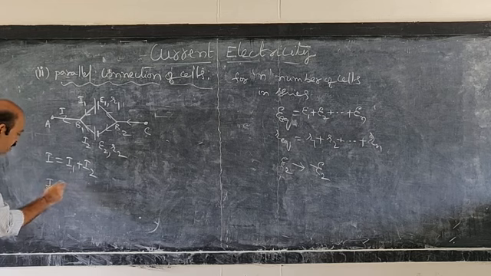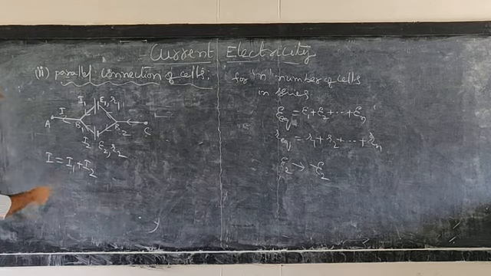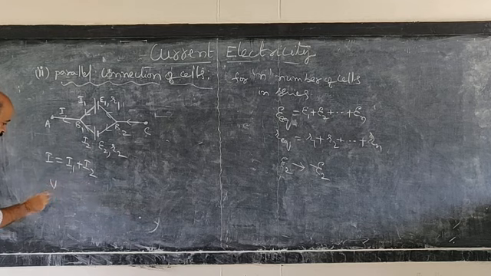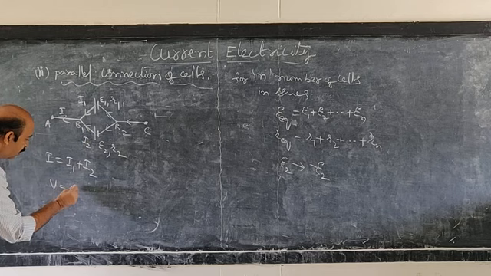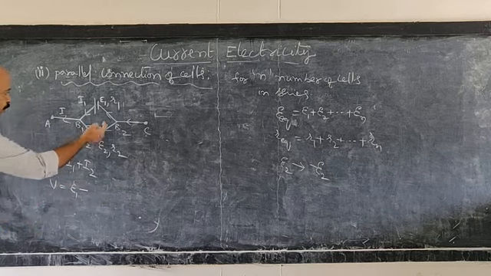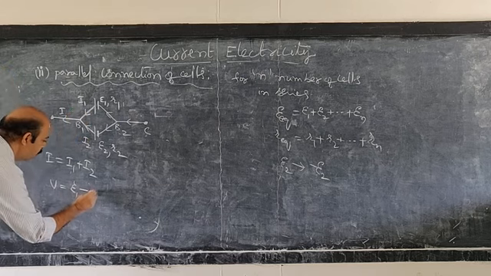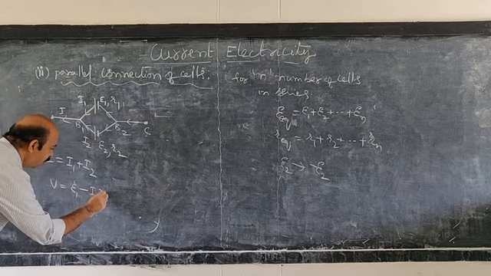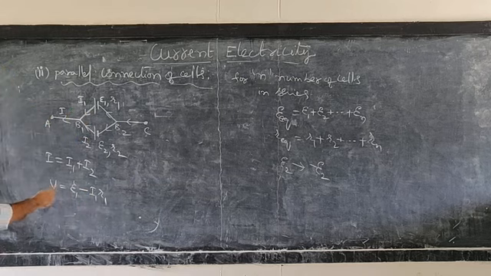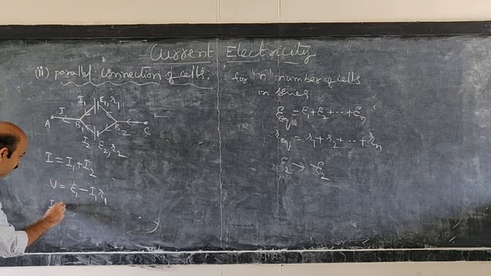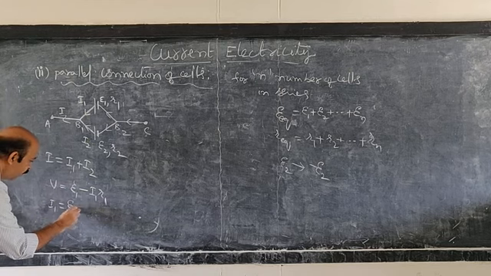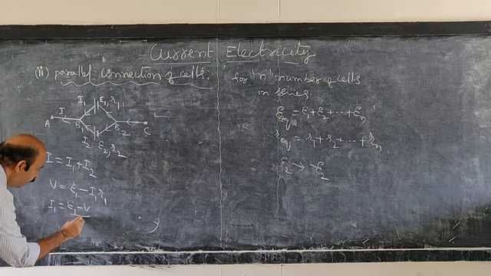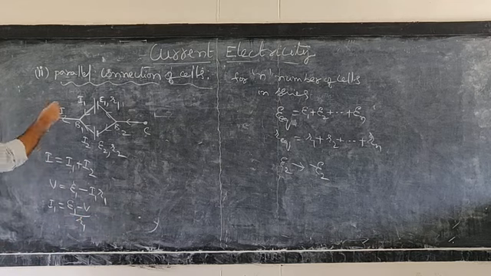So for I1, we know the potential difference across the cells. Suppose it is V between these two points, then that is the EMF of the cell minus, through the first cell the current is I1, so minus I1 R1. Therefore, I1 can be written as (E1 - V) by R1.